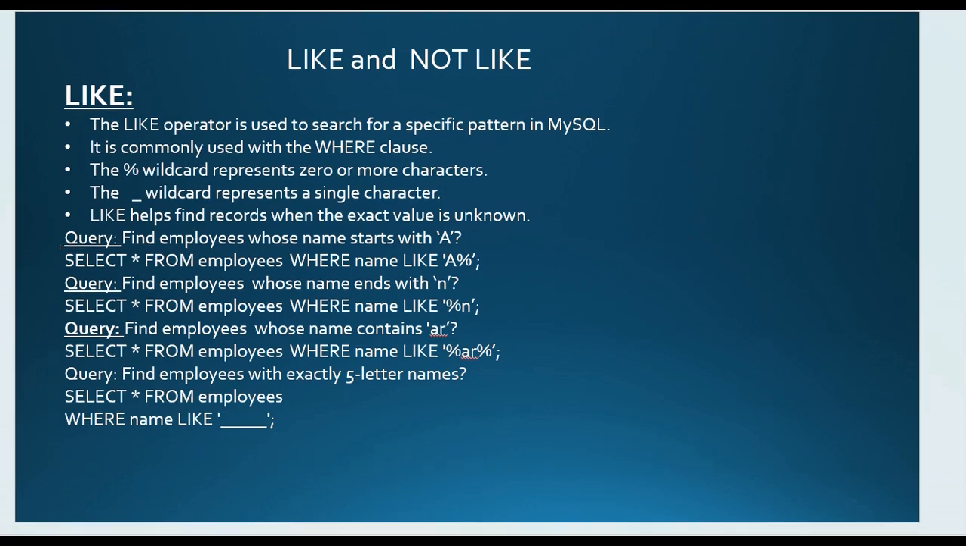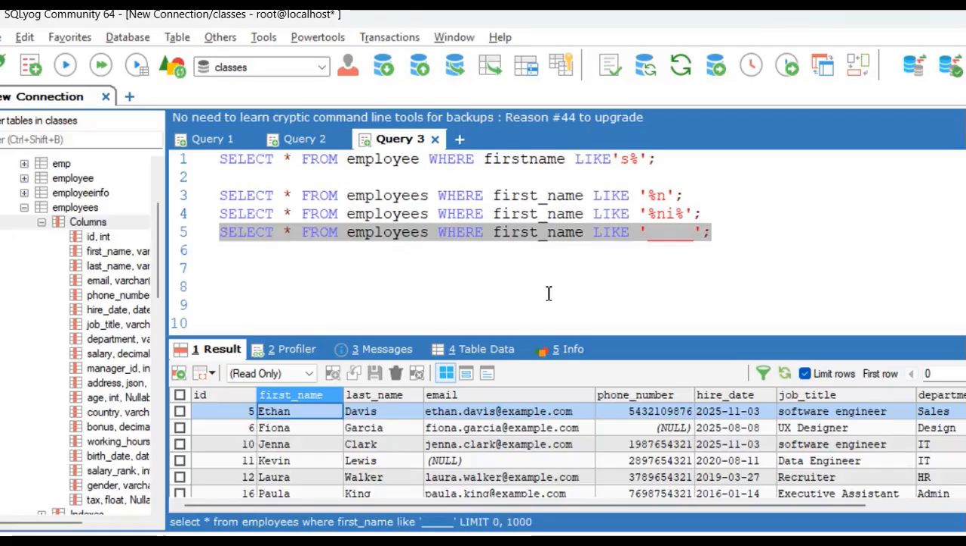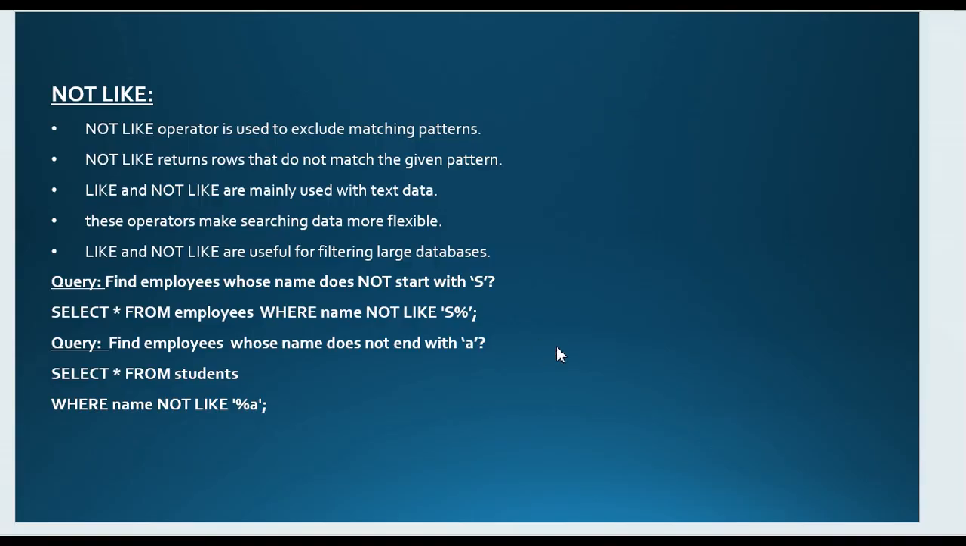One more operator is the NOT LIKE operator. It is used to exclude matching patterns. NOT LIKE returns the rows that don't match the given pattern. LIKE and NOT LIKE are mainly used with text data. These operators make searching data more flexible, and they are useful for filtering large data sets. Here we have some queries on the NOT LIKE operator. Find the employees whose name does not start with S.